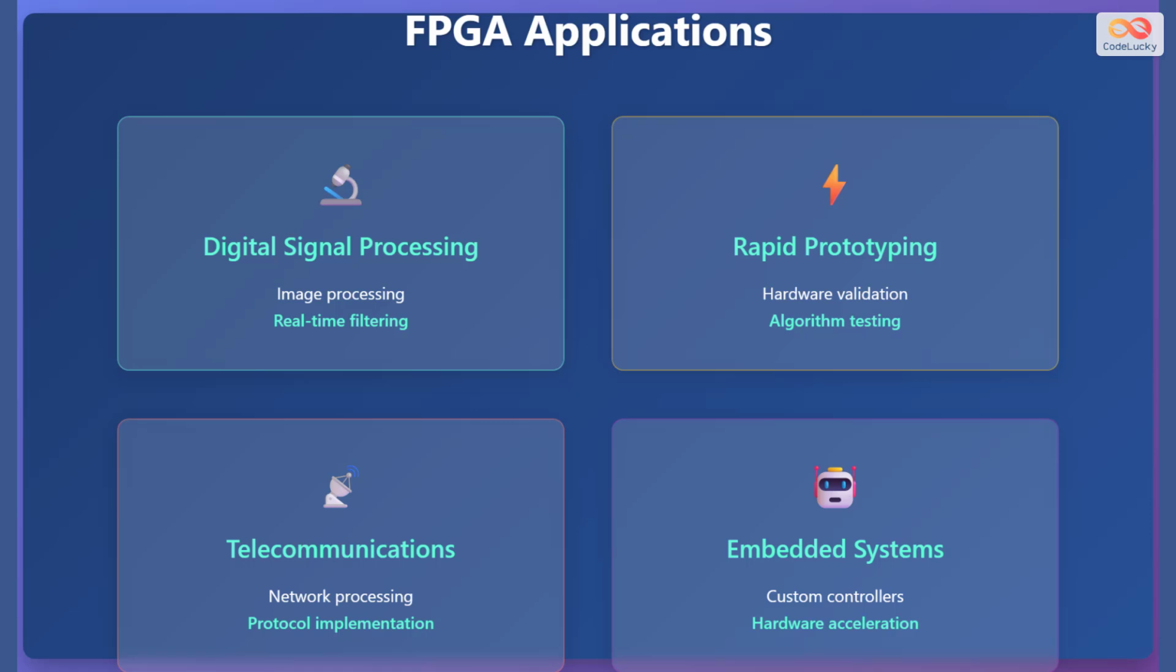Let's explore some applications of FPGAs. FPGAs are used in digital signal processing for image processing and real-time filtering. They are used in rapid prototyping for hardware validation and algorithm testing. They are used in telecommunications for network processing and protocol implementation. And they are used in embedded systems for custom controllers and hardware acceleration.